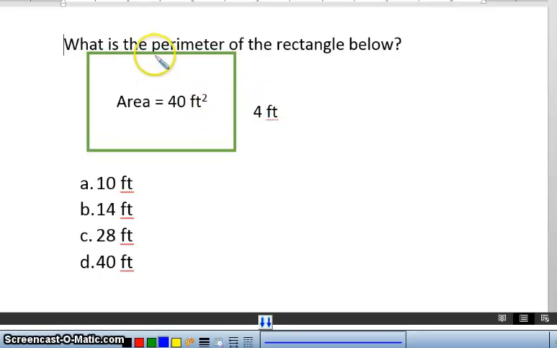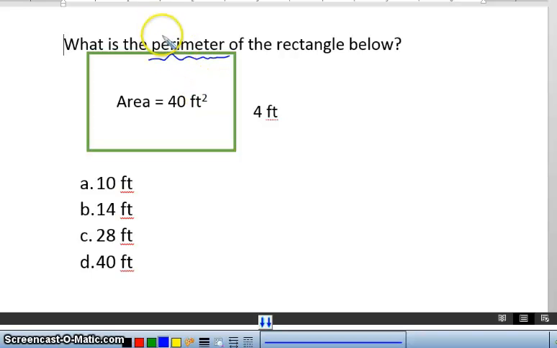Okay, so the type of question you may see on the IO assessment has to do with perimeter. There's always some type of perimeter question, and it's not as simple as you'd see in grade school or middle school, but it takes a little bit more thinking. This one doesn't take a lot more thinking, but basically they're asking you for the same thing they'd ask you back when you were in middle school: what is the perimeter of the rectangle below?